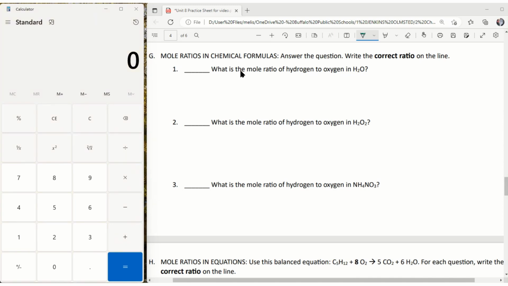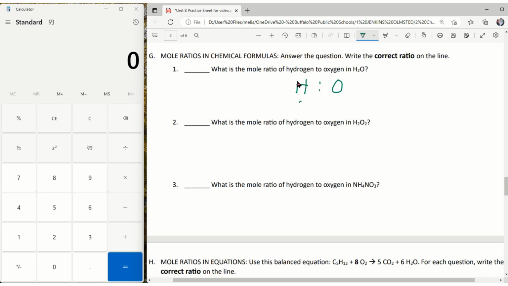Okay, now we are on to mole ratios in chemical formulas. So write the correct ratio on the line. What is the mole ratio of hydrogen to oxygen? So I just use the subscripts.